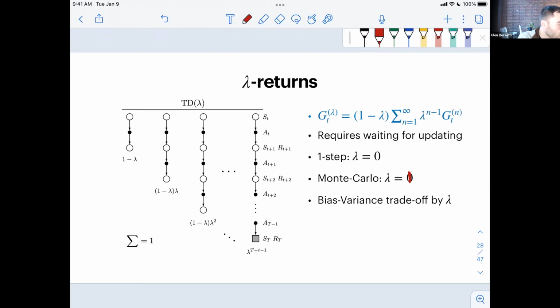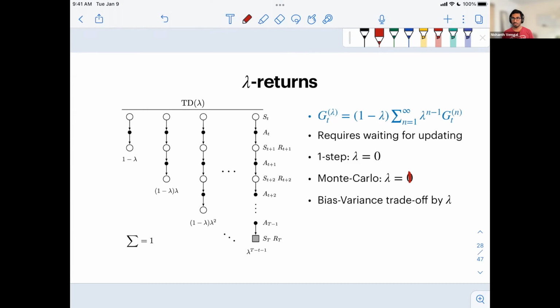So I guess maybe from your background or experience, what is a good value to set for lambda when using a method like this? Actually, there's no one good value. It depends on the problem that you have. Typically, what we observe is that intermediate values of lambda work better than either of the extremes.